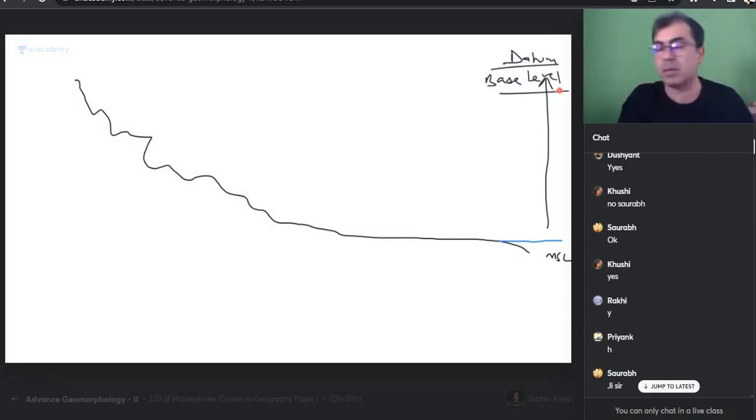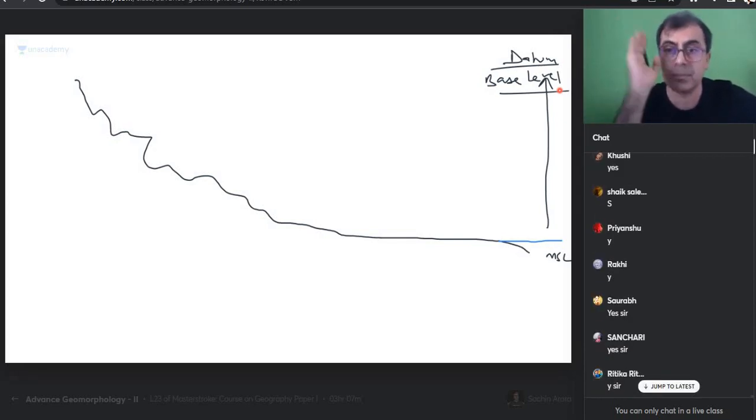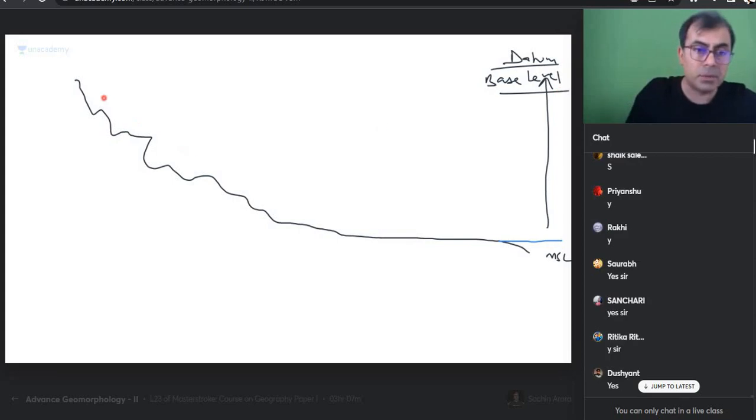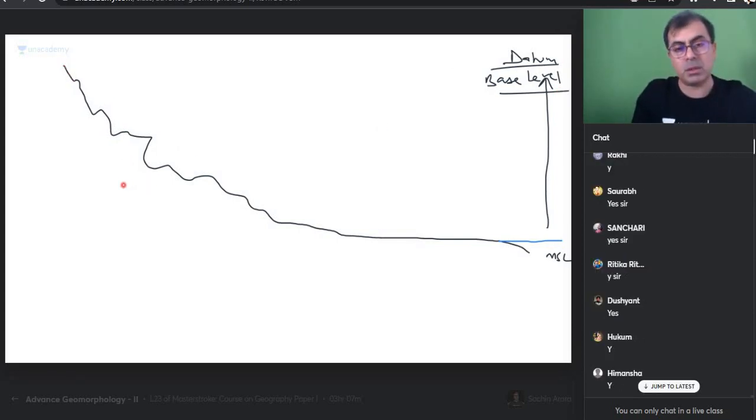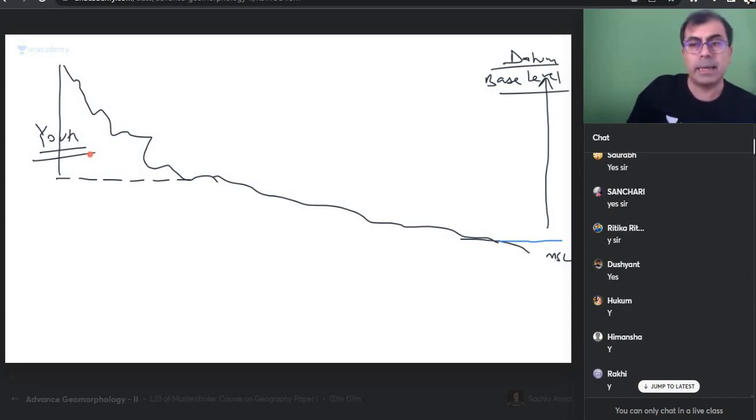I've already talked about this in our basic classes if you remember. I told you local base level, global base level. Remember? Okay. So everyone, tell me one thing. If I'm talking about this area, I should be talking about this. Can I say this is youth? This is youth. In this, I believe, if I'm talking about denudation.